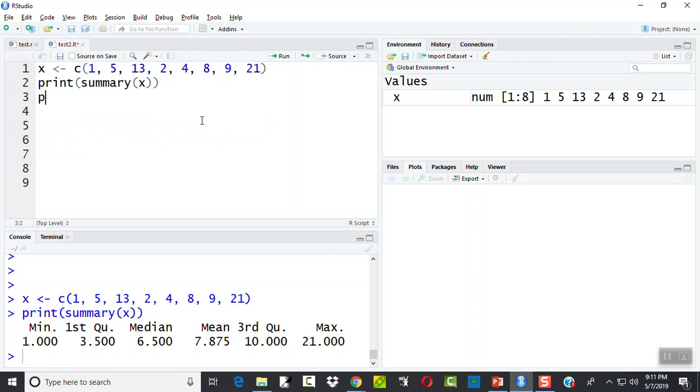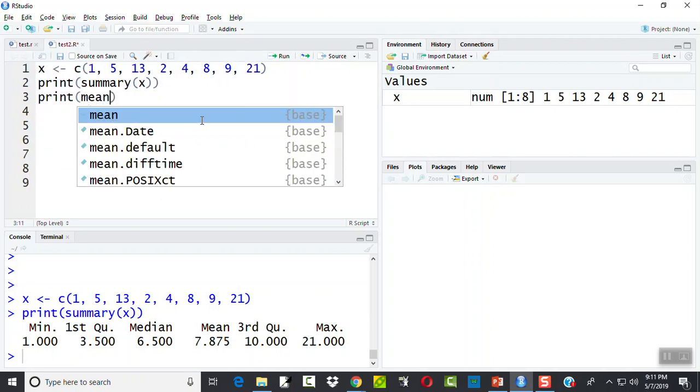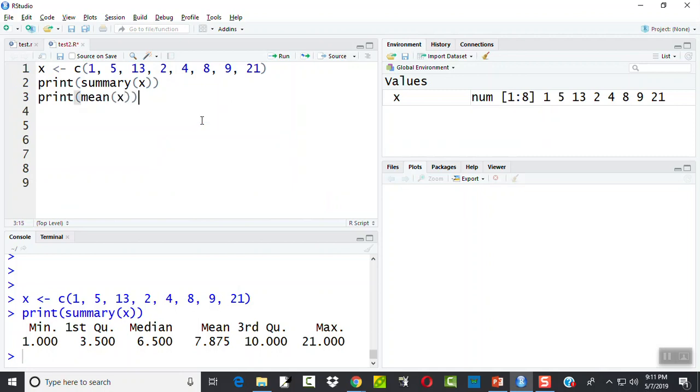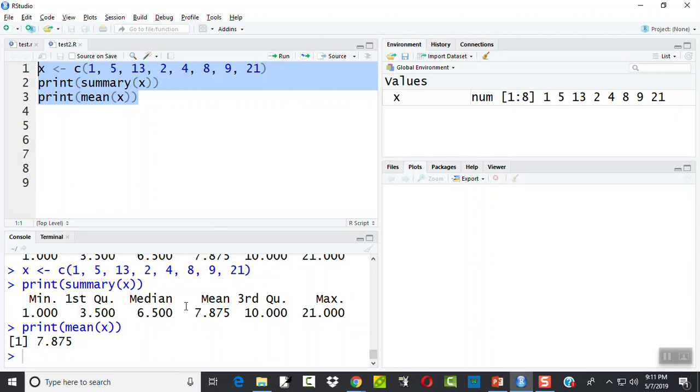Now, some of these, you may be able to do the function directly. Like if I print mean, highlight that, and I don't know if I need to save it or not, but I'll do a run. And you see that just gives us our 7.875 directly.